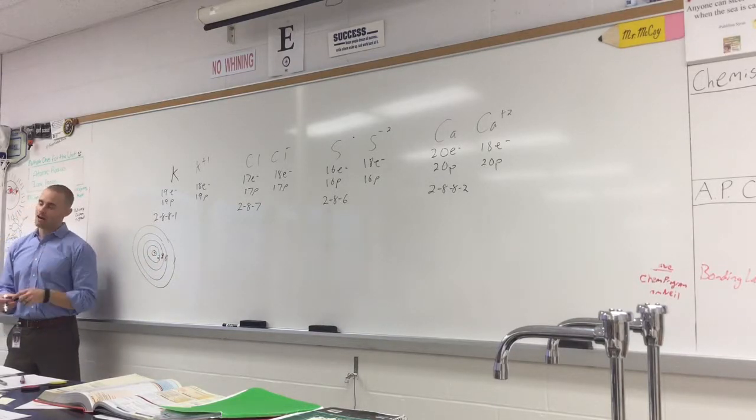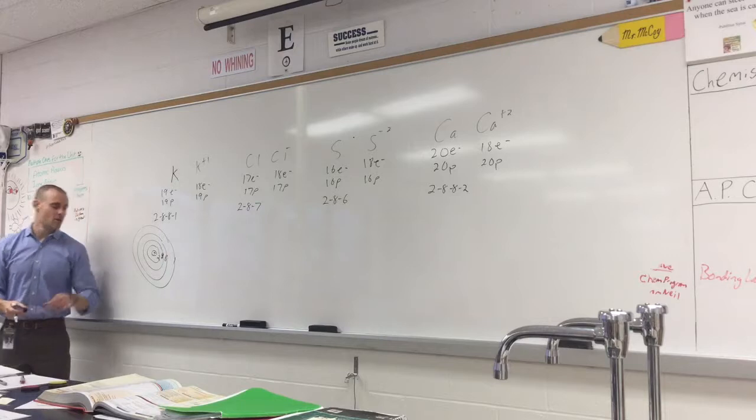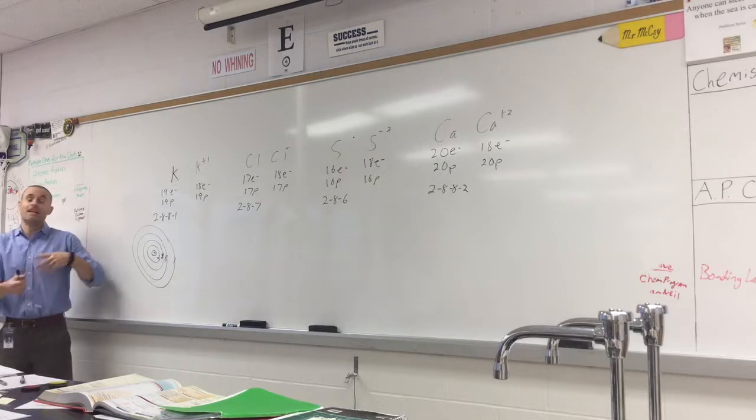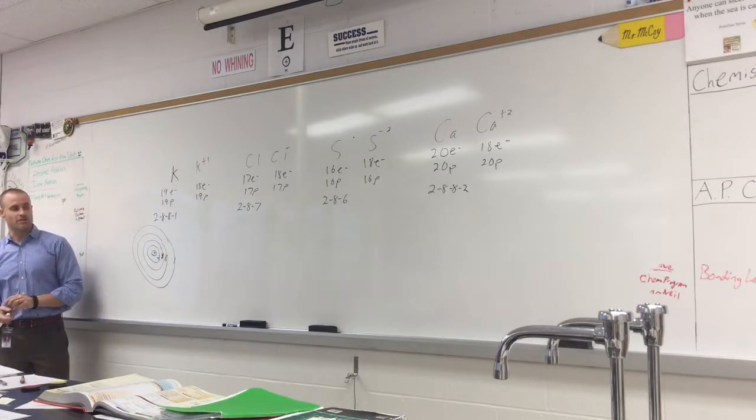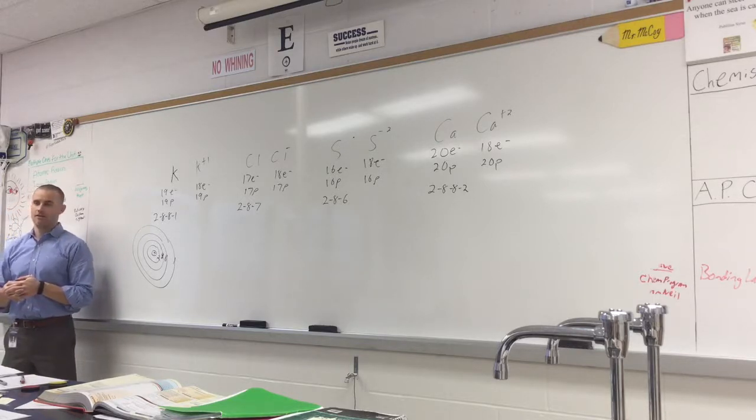Which shell or level do you think is more attracted to the nucleus than any other shell or level? Don't say it out loud, think. So shell number 1, 2, 3, or 4, which energy level has the greatest attraction for that positive nucleus? Think about it, and then raise your hand. Nicole, what do you think? The first shell. Why? Closest. Yes, closest to the nucleus.